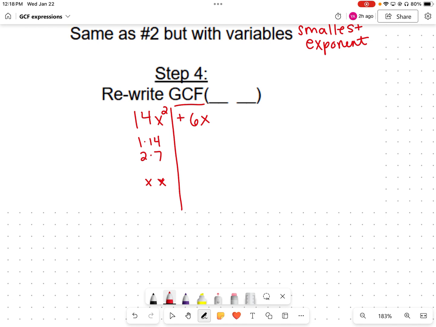Did you make your list? Okay. 6, 1 times 6, 2 times 3. So then we look for, oh, and don't forget your x. There we go. So we look at what they have in common. So our GCF is 2. And then they both have an x, so we pick the least exponent, which is just an x. So I'm going to write it here, GCF equals 2x. That's what we were able to factor out.